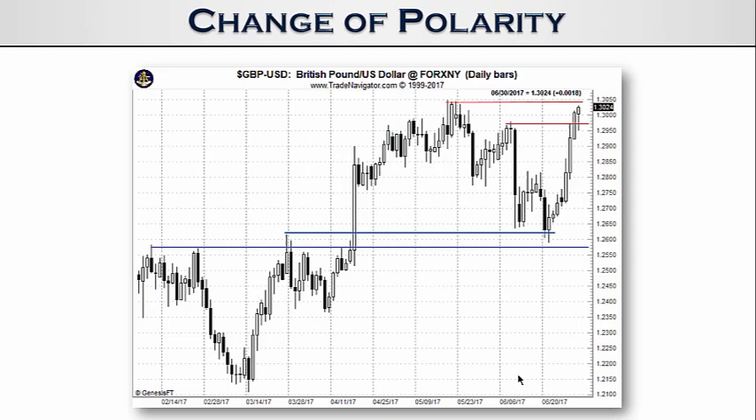It should be tested at least twice for the change of polarity to work. And let me show you a recent example here in the pound dollar. So here we have a zone of resistance, and I use a zone if the resistance areas are very close to one another. So here you're looking at about 50 pips between these highs here and the highs over here, which also incorporates highs here.